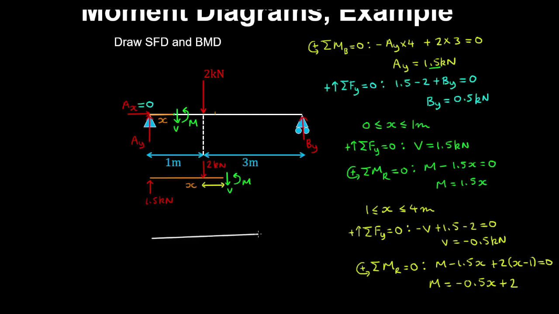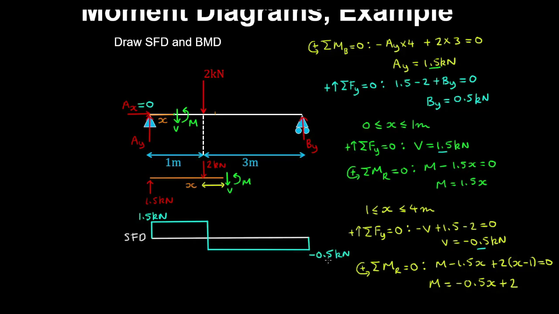And now we can draw in our shear force diagram, which is 1.5 kilonewtons from 0 to 1 meter, and minus 0.5 kilonewtons thereafter. So as you can see, the jump here is equal in magnitude to the externally applied load.